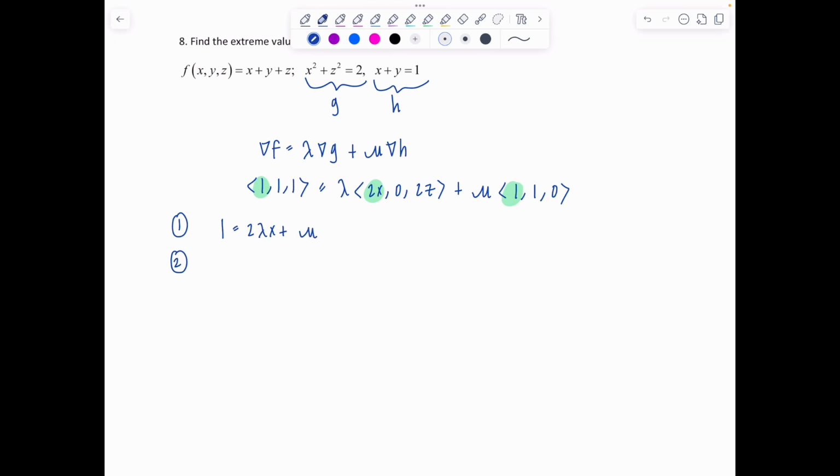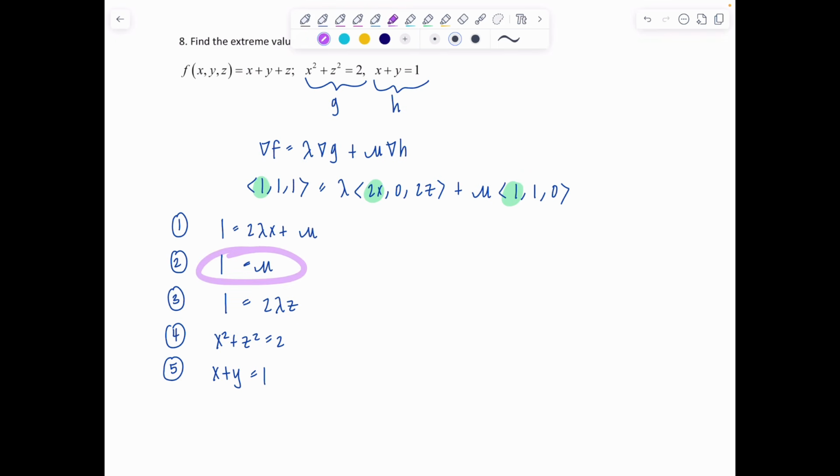Equation 2 is that 1 equals mu. Ooh. 3 is that 1 equals 2 lambda z. And then equations 4 and 5 are the constraints. x squared plus z squared equals 2. And 5 is x plus y equals 1. Okay, I got this gorgeous freebie that mu is 1.